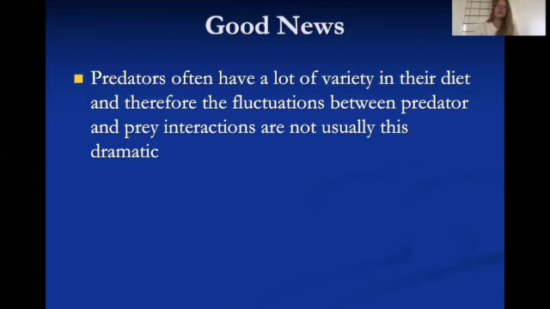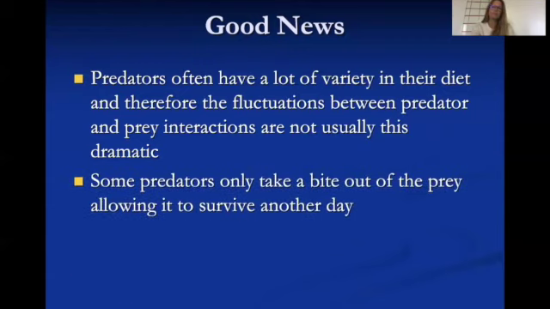The good news here is that predators often have a lot of variety in their diet. So our coyotes are not just eating the bunnies, they're eating the squirrels and they're eating the little yappy dogs in your neighborhood. They're eating the cats that people think are okay to let roam the neighborhood. The coyotes have a lot of variety, and because they have a lot of variety, they're not preying upon any one population to the point that they're going to cause a decrease in that population. Some predators will only take a nibble. They'll take a bite out of their prey, and then that prey can survive and still reproduce and still live.